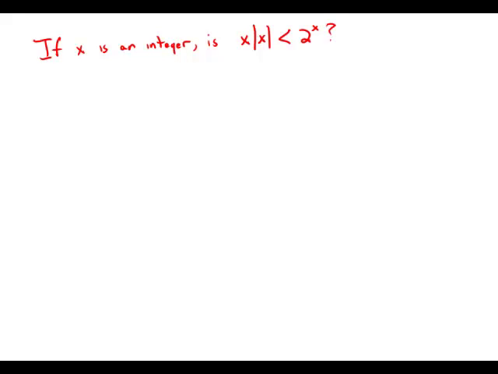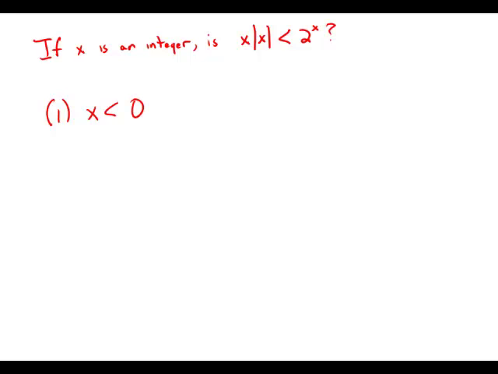If x is an integer, is x times the absolute value of x less than 2 to the x? Well, this is an interesting question here. So, statement number 1 tells us that x is negative.